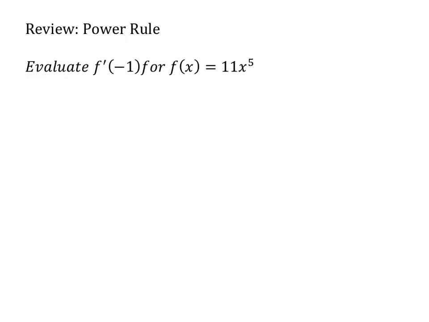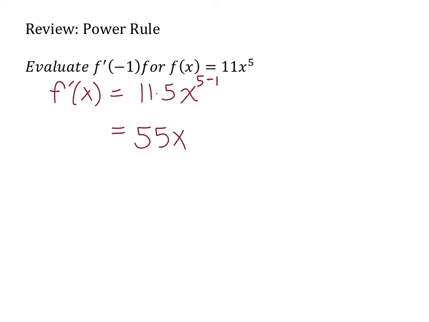Okay, so evaluate f prime of -1 for f of x equal to 11x to the 5th power. First thing I'm going to do is find what f prime of x is. So I want to find f prime of x. That's going to be 11 times 5, or multiplying by our exponent, reducing our exponent by 1. So we have 55x raised to 4. And you actually don't even need this first step. Just jump straight to 55x to the 4th if you want. That's completely fine with me because that's easy math, right?